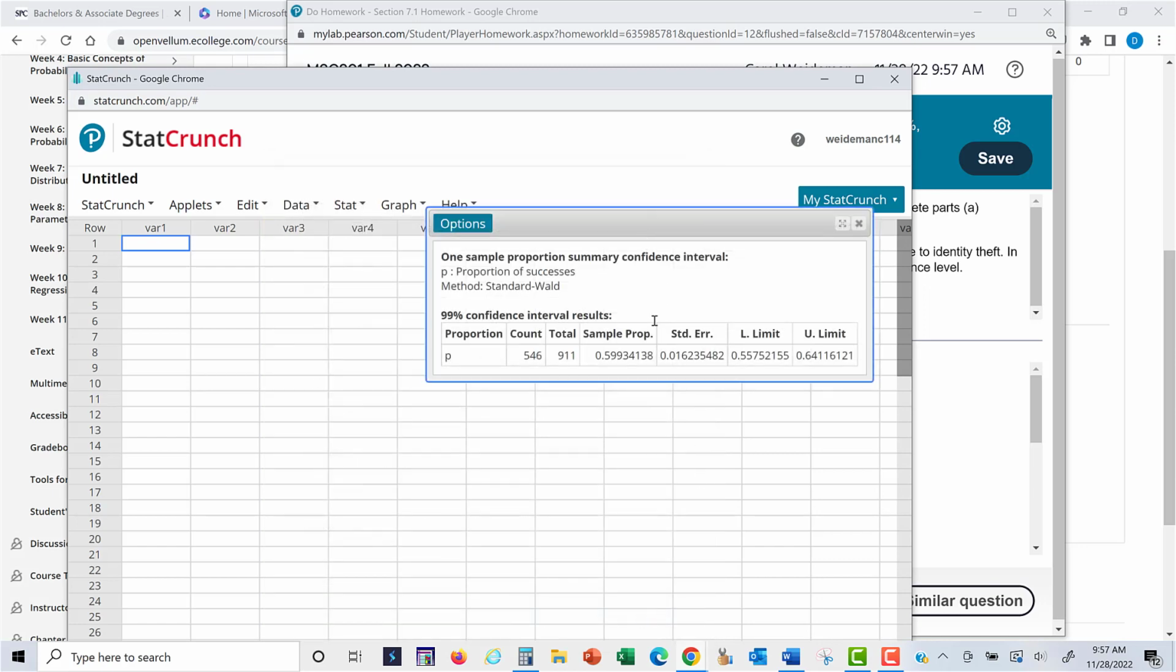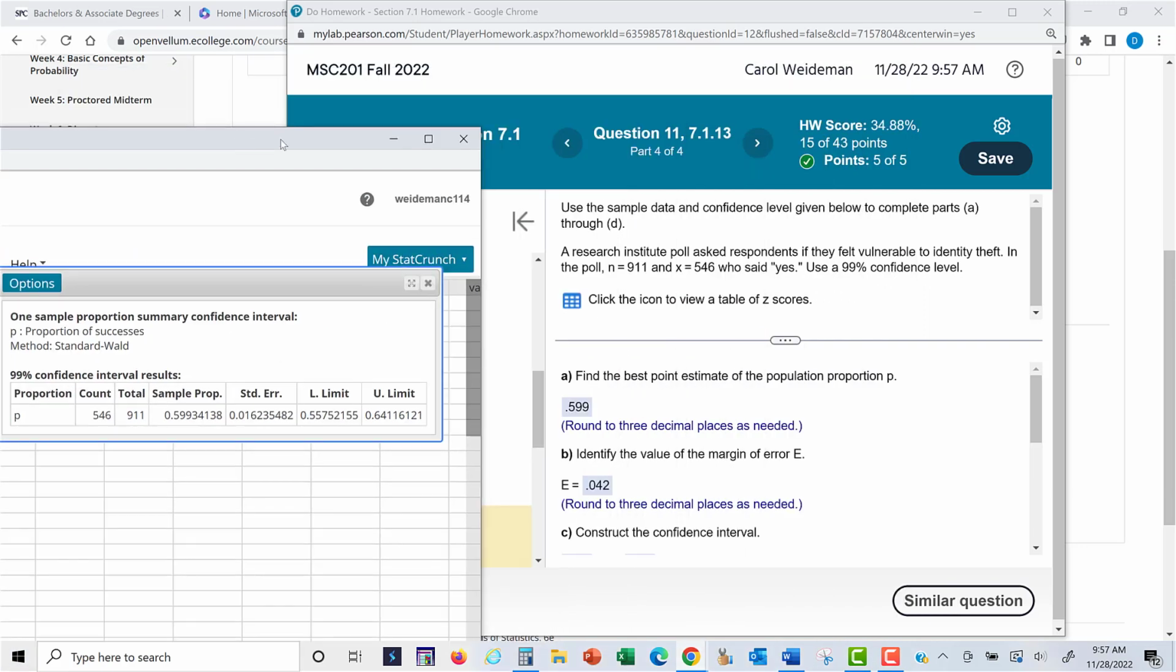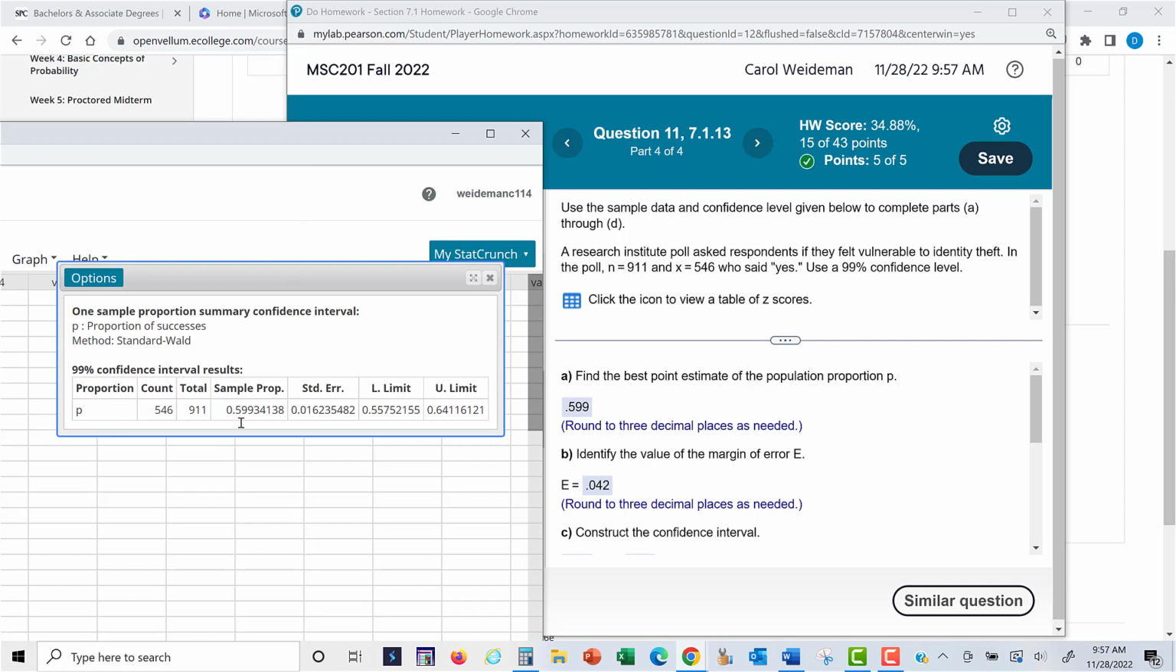Okay, so here's your confidence interval. Here's your P, here's your proportion estimate right there, your point estimate from the sample. Here's your lower limit of your confidence interval, and here's your upper limit. And the first part of the question asks us to find the best point estimate, and that's the sample proportion right there, 0.599.